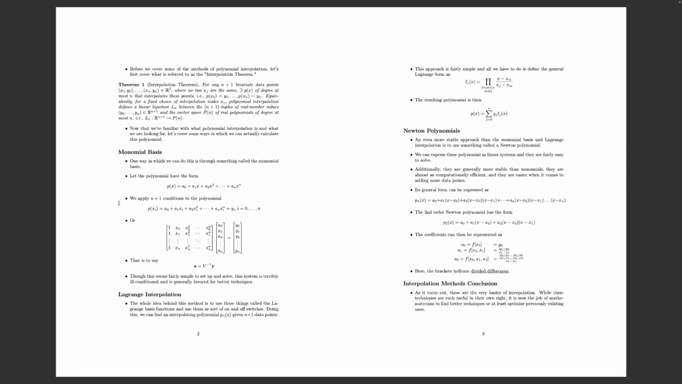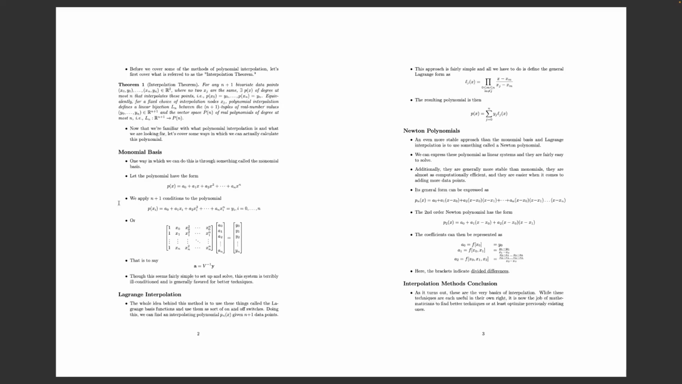So I'd say that this is probably the easiest way to find an interpolating polynomial. But as we'll find out, it is not remotely close to being the best way. So we call this a monomial basis, and we want to let our polynomial have the general form a naught up to a n x^n. So again, that's just the general form of the polynomial. And of course, we said at most n, so we want to apply n plus 1 conditions to the polynomial.